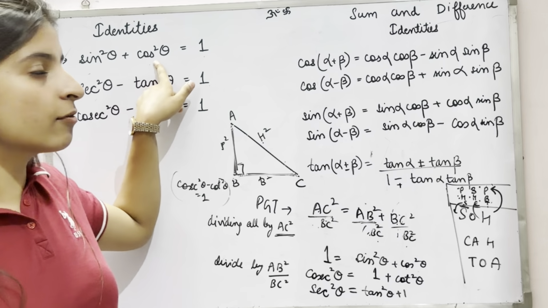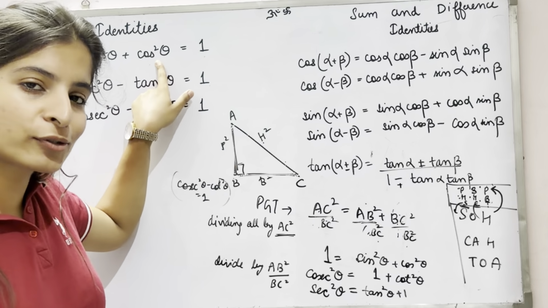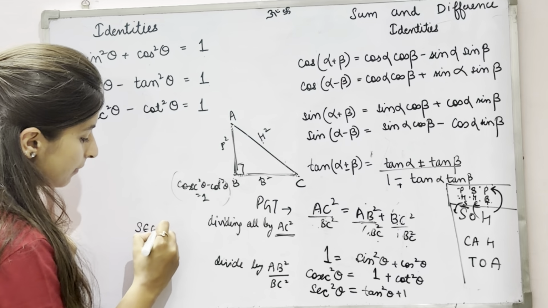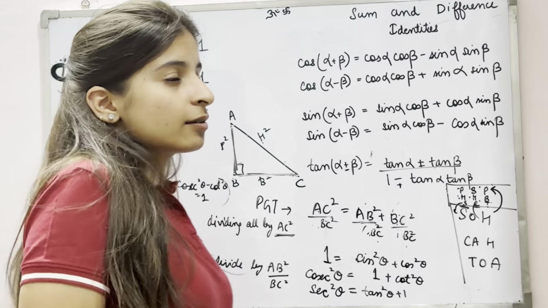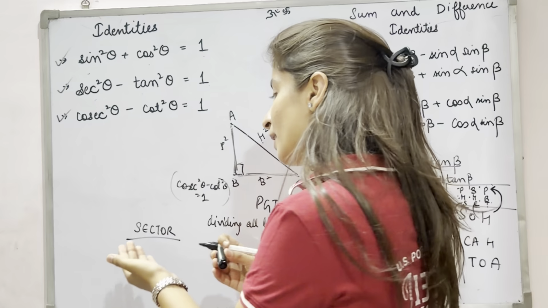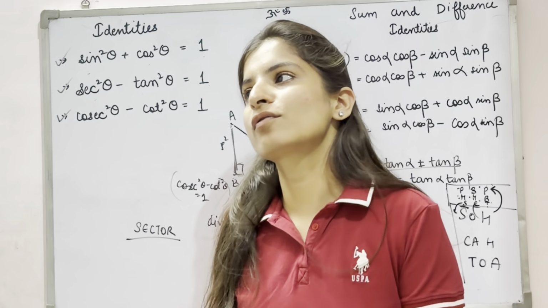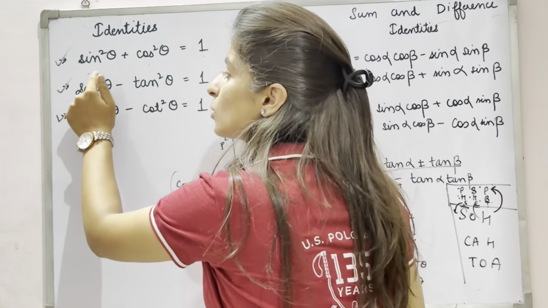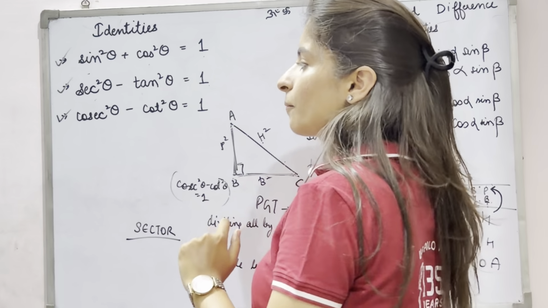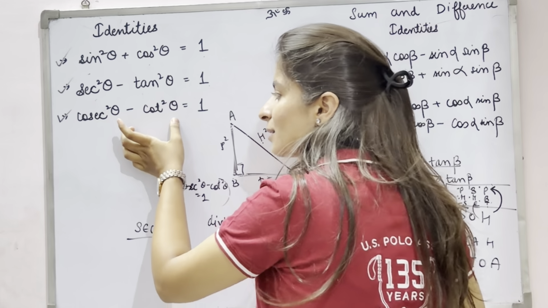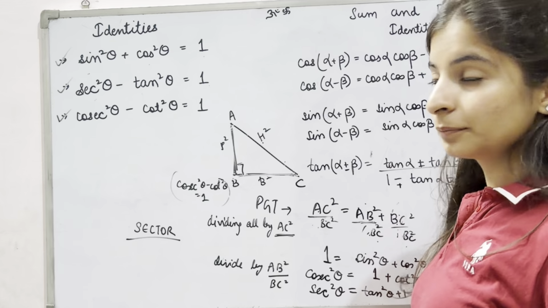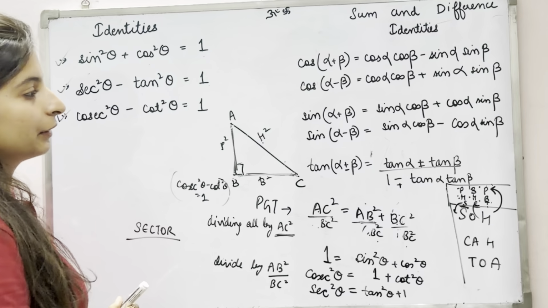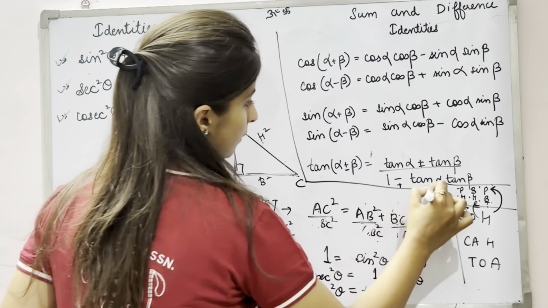Now, this identity was clear from yesterday's class. X square plus y square is 1. Sin square theta plus cos square theta is 1. Now, we have heard of a term sector. In which area or in which place do you reside? I am a resident of sector 4. I am a resident of sector 7. So sector, you can learn it like this: secant square theta minus tan square theta is 1, cosecant square theta minus cot square theta is 1. Clear? After these identities, what comes next is your sum and difference identities.